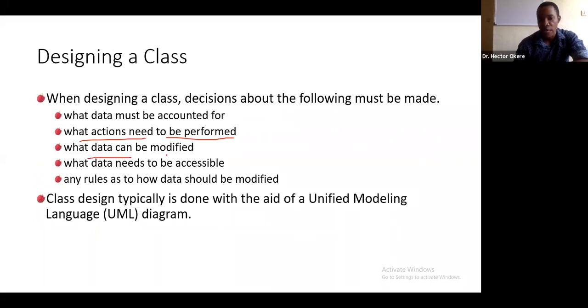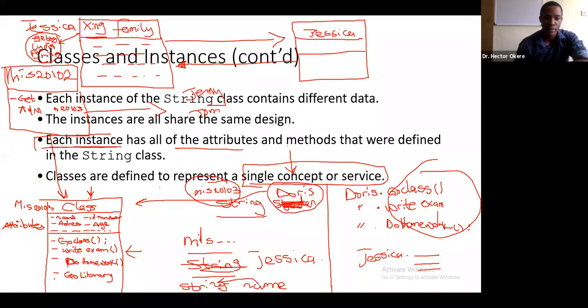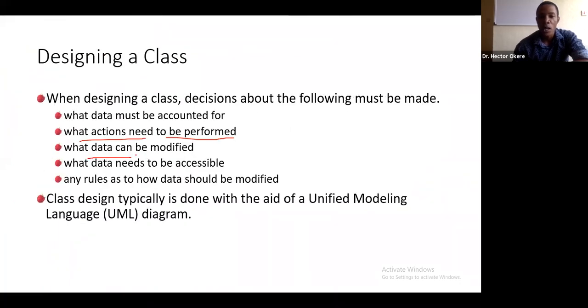What data can be modified? For example, let's say final grades. Everybody will have grades, but this grade can be modified, right? Based on your performance. So you need to know what data needs to be modified. Your grade needs to be set to A or B or C, depending on how you perform in going to class, writing exams, and so on. So what data needs to be accessed?